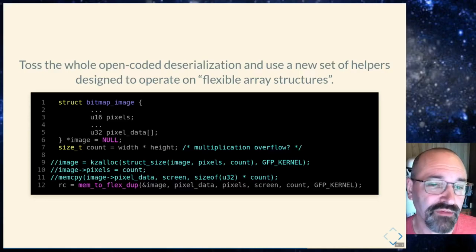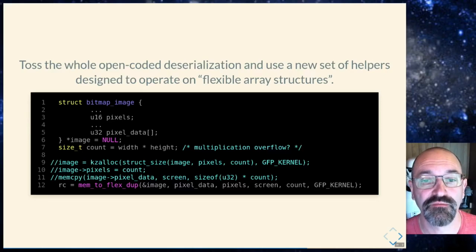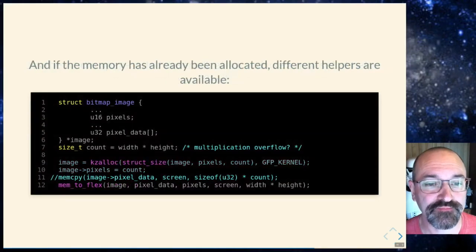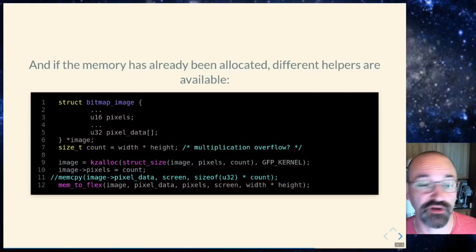And in this example, I'm showing you a worst-case design of the API where you actually have to name the pixel data and pixels, the array elements, and I'm sorry, the flexible array elements member name and the flexible array element count member name. And I'll show you a way that we can avoid having to repeat that every time. There's also, we'll have helpers for, did you already do the allocation? Cool, okay.